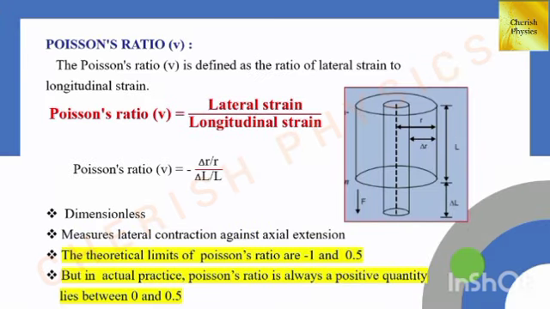Next, let us see Poisson's ratio. It is denoted by the letter nu. Poisson's ratio is defined as the ratio of lateral strain to longitudinal strain. Now see the diagram. The force is applied lengthwise, so the length gets elongated and its radius gets contracted. L is the length of the rod and delta L is the change in length. R is the original radius and delta R is the change in radius. Hence, Poisson's ratio nu equals minus delta R divided by R divided by delta L divided by L. It is a dimensionless quantity.